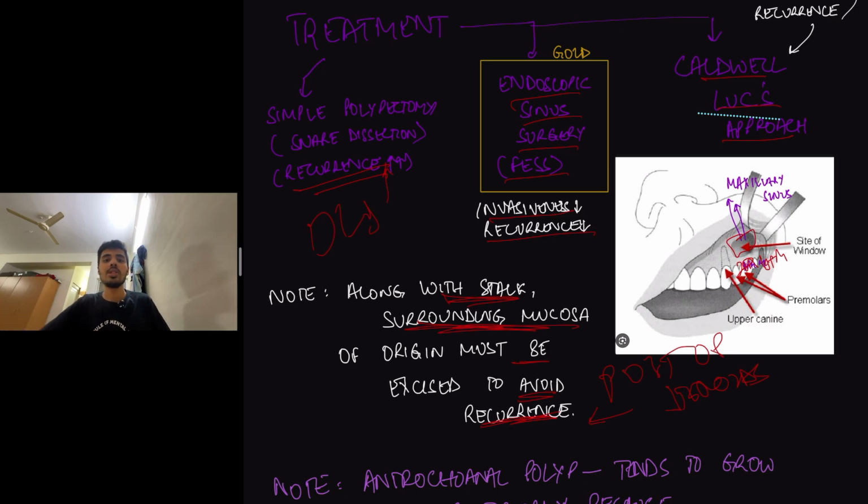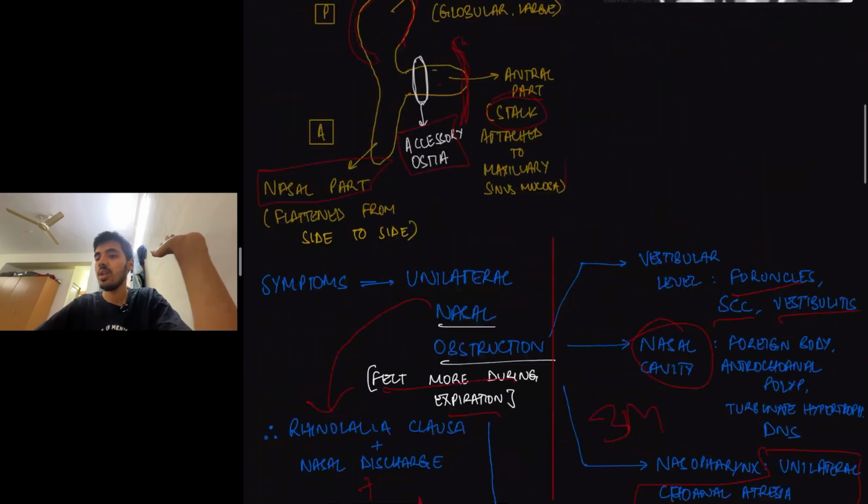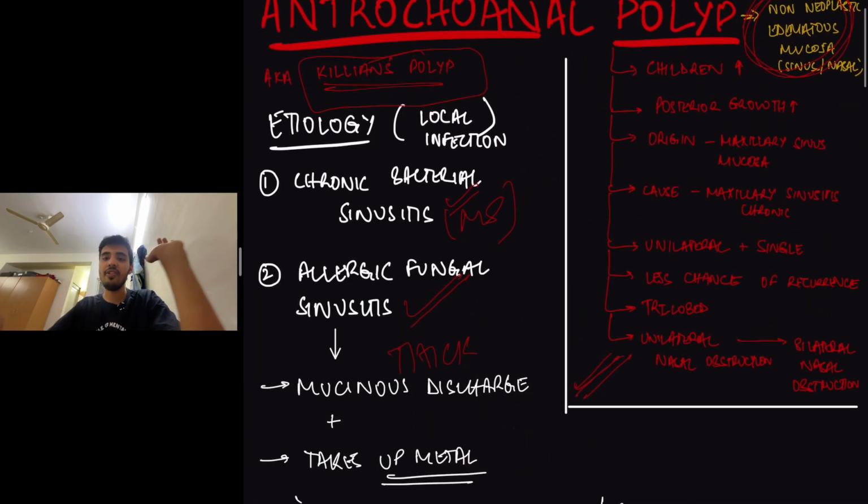Now, this is about treatment. Surgical treatment, gold standard is FESS. In olden days, simple polypectomy, high rate of recurrence. If too much recurrence even after FESS, then go for the Caldwell-Luke approach. Always suspect malignancy in the elderly, and any polyp, once you excise it, send it for biopsy. You have to rule out malignancy. That is the standard procedure.